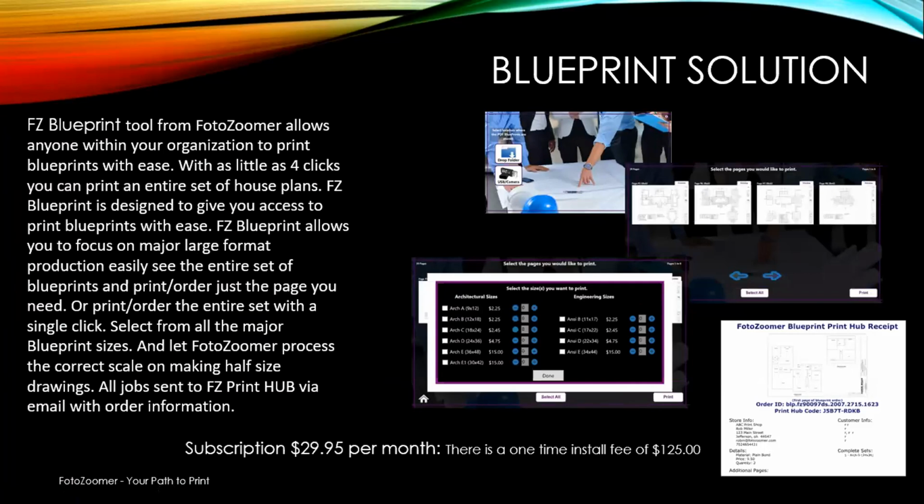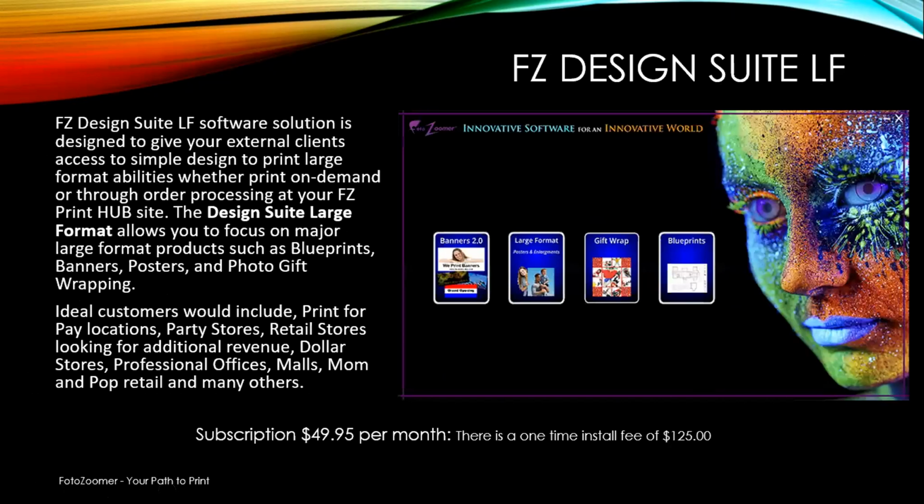Okay. So that kind of gives you an idea of the blueprint tool and some of the simplistic aspects. We're going to go into more of the details of what FotoZoomer can do in just a couple of minutes once we get past the question session. In addition to that, we have the FZ Design Suite large format product. This product is what we have at the beta site, as Ed mentioned earlier. In regards to the production aspect with the party store, they're able to create banners, large format, photo gift wrap, and obviously blueprint can be turned on and off in the program.